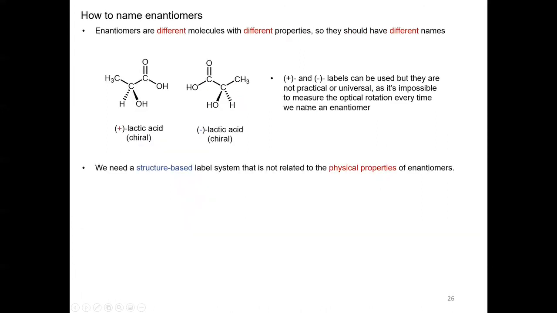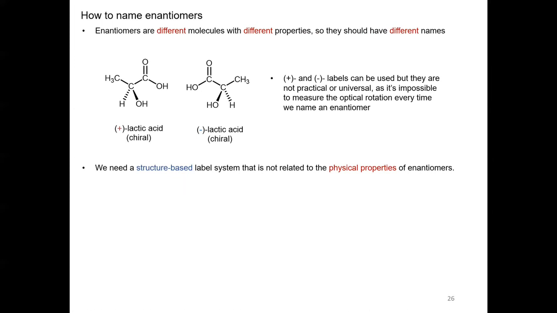So after we learn how to draw the molecules, we also need to learn how to name the molecules. Enantiomers are different molecules with different properties, so they should, in principle, have different names, right? We know that we can name enantiomers plus and minus because we tested them in polarimetry and they give different values, but that's really inconvenient, right? If you want to name a molecule using plus and minus, you have to test every molecule you name in the polarimetry. So that's virtually impossible.